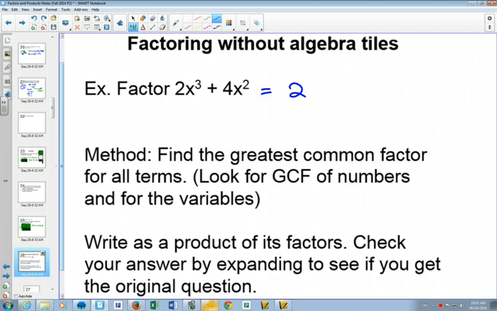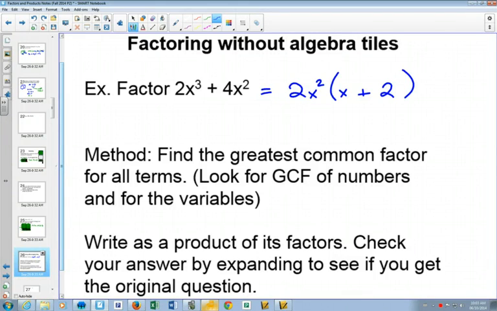Now x cubed means x times x times x, and x squared means x times x. So what do they have in common? They have two x's in common, x squared in common: x times x. Then we set up our brackets and ask, what would be left? 2x squared times what is 2x cubed? Just an x, right? And 2x squared times what would be 4x squared? We would need just a 2. So you factor it.